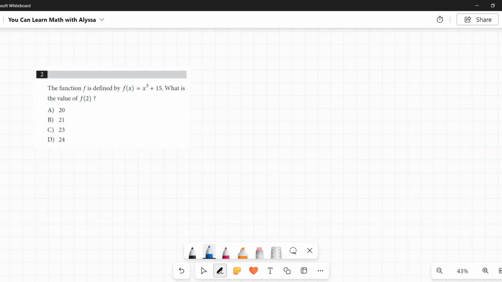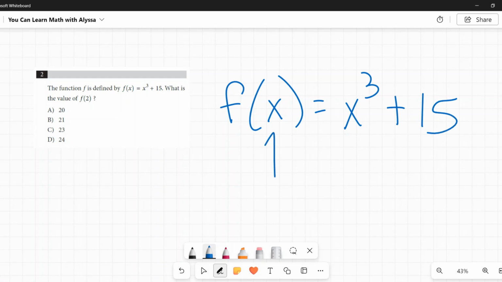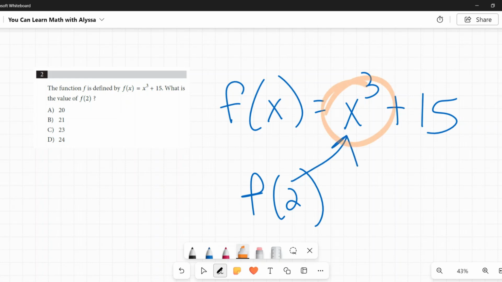So in this case, our f of x is x cubed plus 15. Whatever number would be presented here, we would need to plug in everywhere there's an x. And they're asking us what is f of 2. So I need to take 2, since it's f of 2, and plug it in wherever there's an x. There's only one x here, so I'm going to change that x.